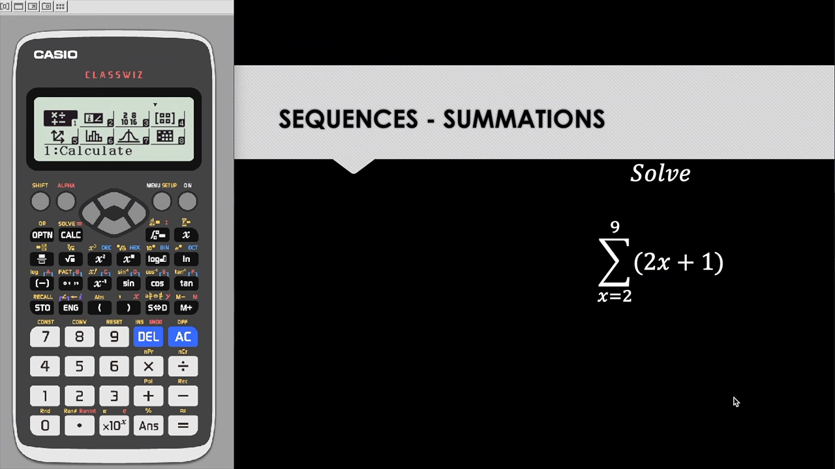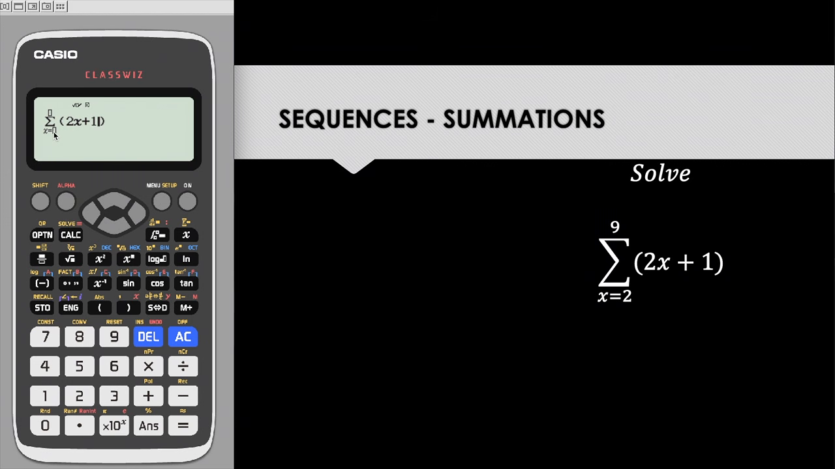So we have to solve the summation of 2x plus 1, where we've got x values between 2 and 9. To solve this, if we go back to our menu and select option 1, which is calculate, then select shift and press X, it will bring up a summation. And we can enter our equation, 2x plus 1.